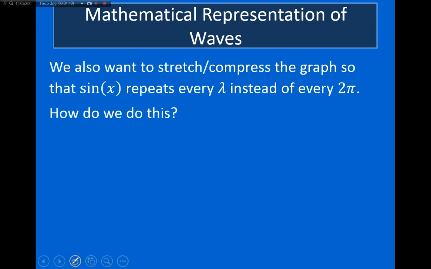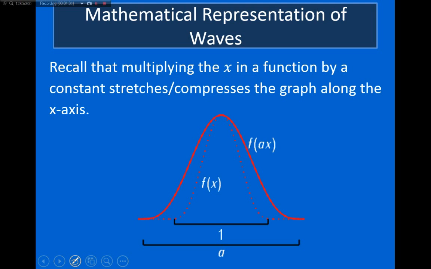So now comes a bit of a trickier part. How do I stretch or compress a graph along the x-axis so that sine of x repeats every wavelength instead of every 2 pi? If you remember back in your algebra class, you probably learned this a long time ago and haven't used it since, but you can stretch or compress graphs along the x-axis by multiplying the x in the function by a constant. Here is a little example of this. The dotted line is a function f of x, and the solid line is f of ax. Everywhere in that function f of x, I multiply the x by a, and by doing that, I stretch the graph out along the x-axis.